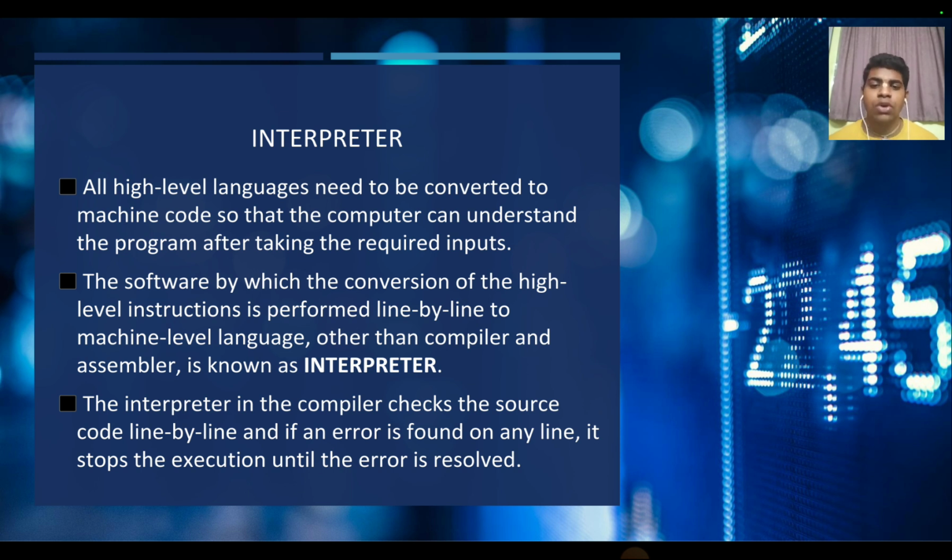The interpreter checks the source code line by line, and if an error is found on any line, it stops the execution until the error is resolved. This is a specific point which is there in the interpreter. The interpreter will not go through the code at once. It will not execute the code at once like a compiler, but the interpreter will go line by line, and if there is any error, it will stop there and stop the execution until that error has been corrected.